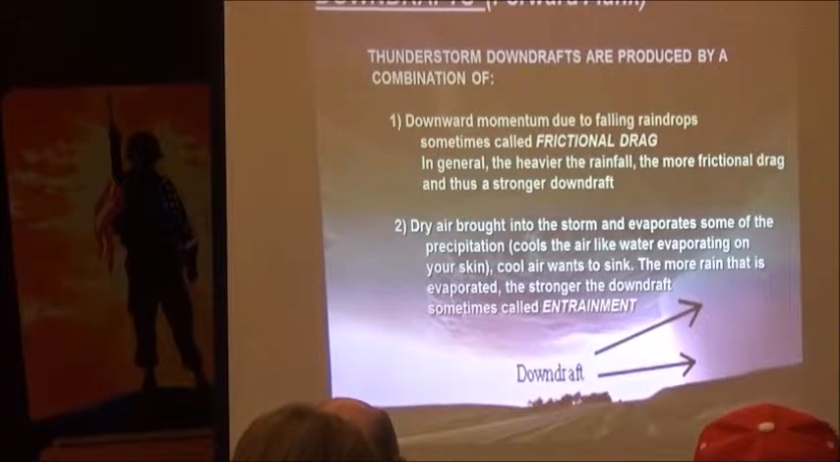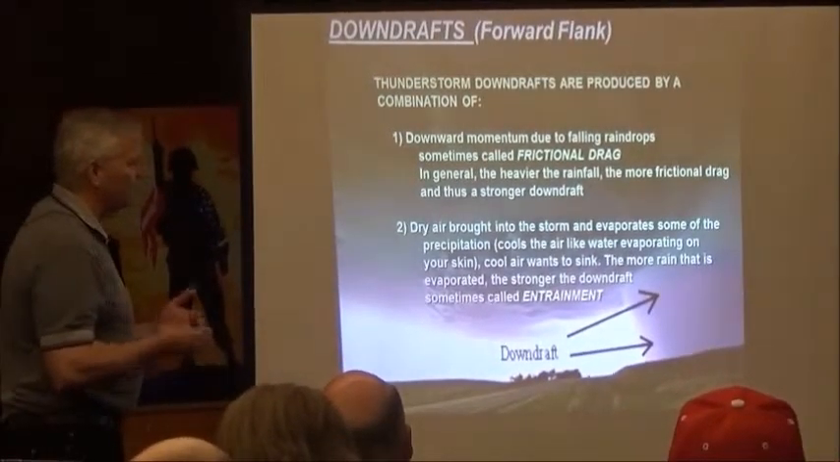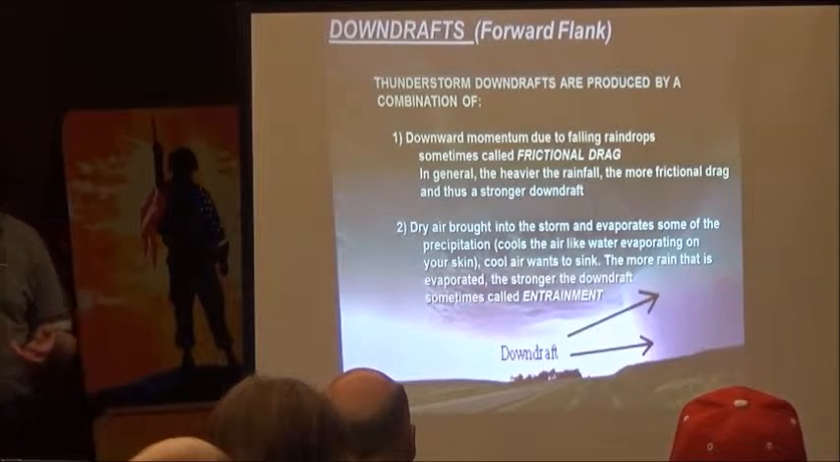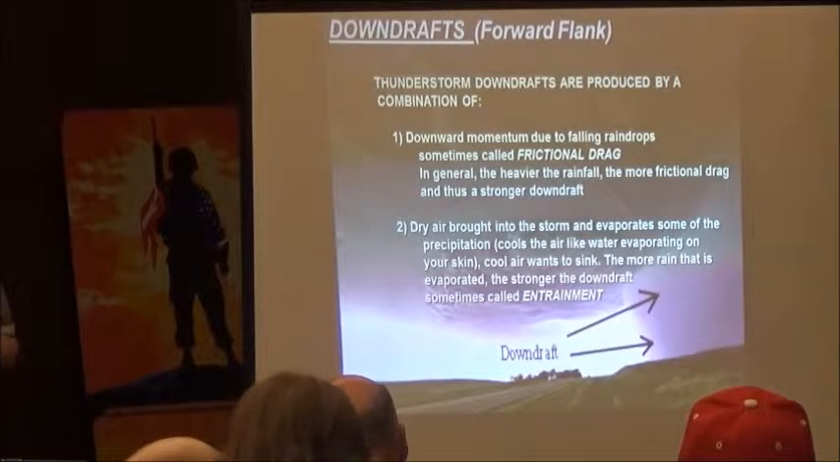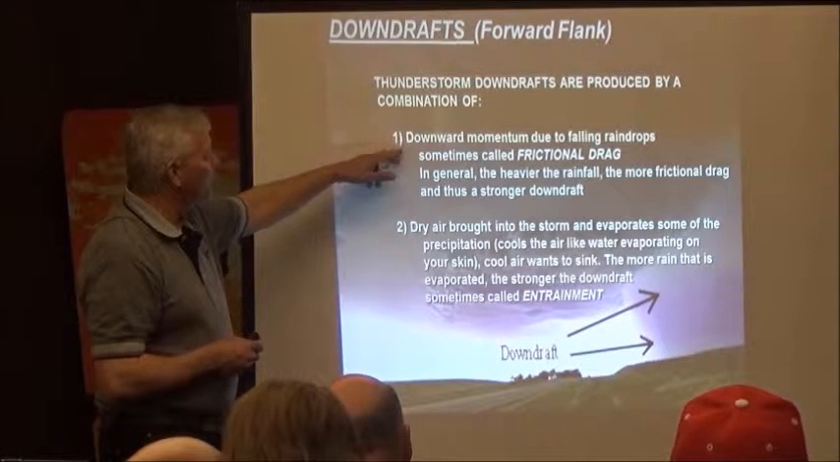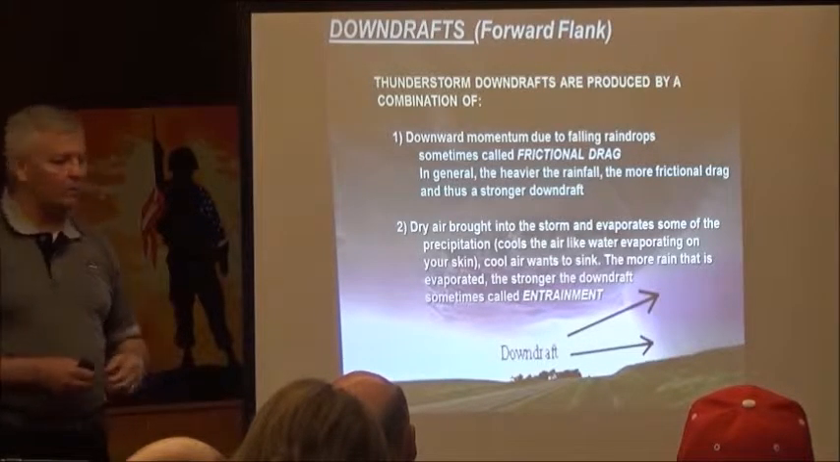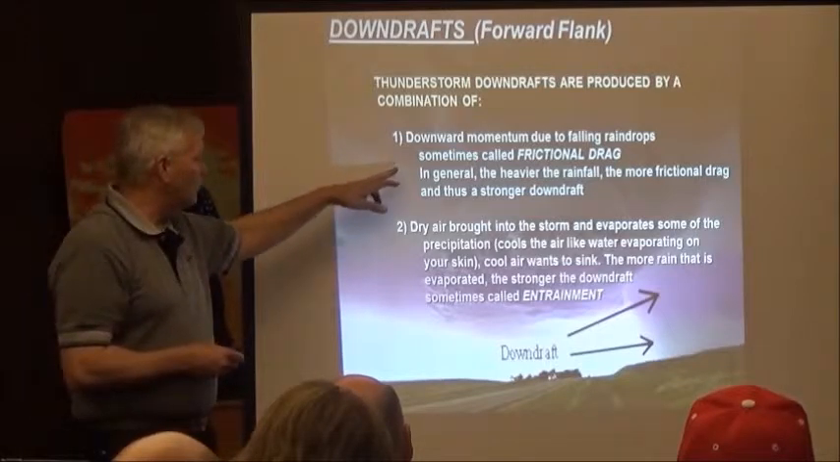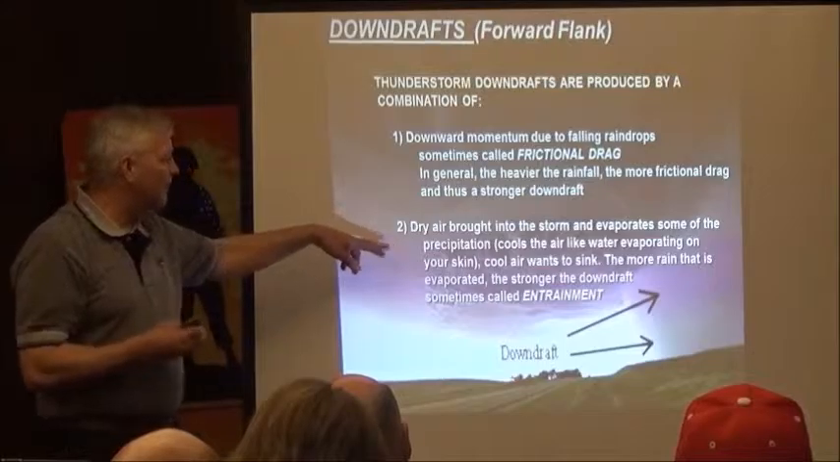The downdrafts, the forward flank, and anytime we talk about downdraft, we don't give the name. We're talking about the forward flank downdraft, because every storm has the forward flank downdraft, or one downdraft. But generally only the supercells have the RFD, rear flank downdraft. They are produced by a combination of downward momentum from falling raindrops, from the frictional drag that air is being pulled down with the raindrops, and also the dry air brought into the storm as it evaporates.